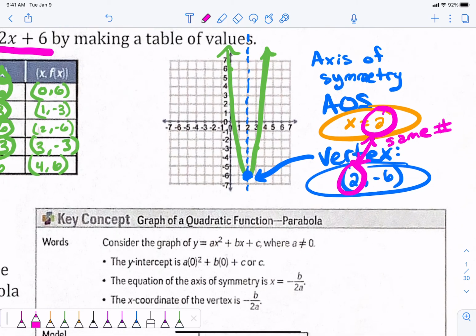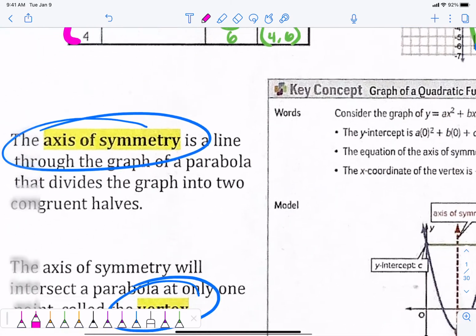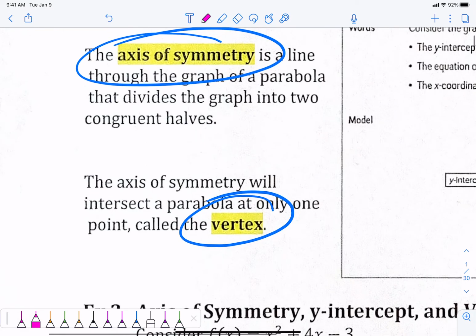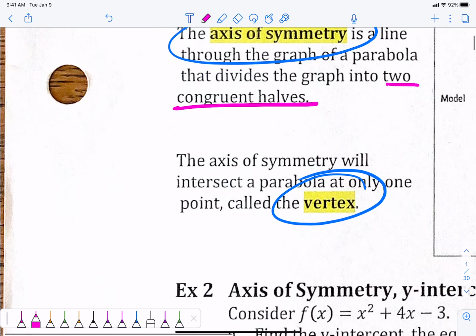All right, let's go down and talk about anything else that they say for the axis of symmetry and the vertex. Here we go. Axis of symmetry is a line through the graph of a parabola that divides the graph into 2 congruent halves, like folded across each other. And then the axis of symmetry will intersect the parabola at only one point called the vertex. Now, that vertex, let's say you have a parabola that's a smiley face. Your vertex is going to be a low point called a minimum.